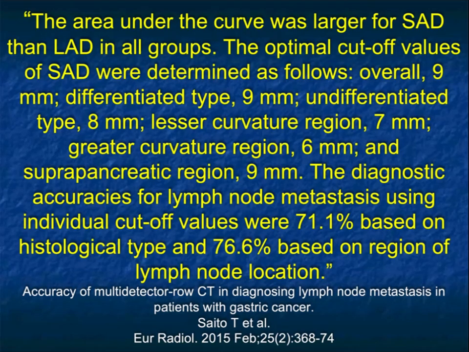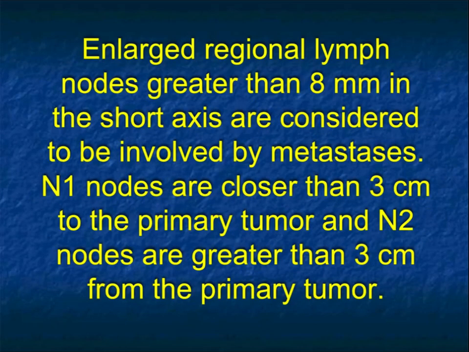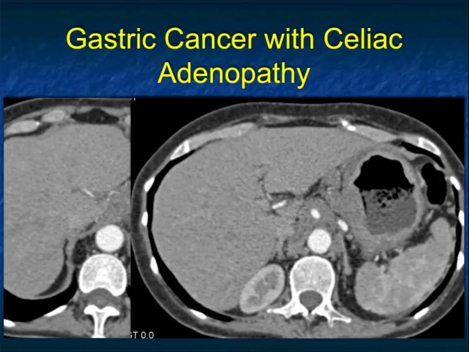The key thing for us to remember, if you're looking at nodes in gastric cancer, depending on who you believe, it's either 6 millimeters or 8 millimeters as a size criteria. So you can't be using 15 millimeters. I typically would say 8 millimeters or greater in short axis is considered to be involvement. Okay, that becomes very, very important.